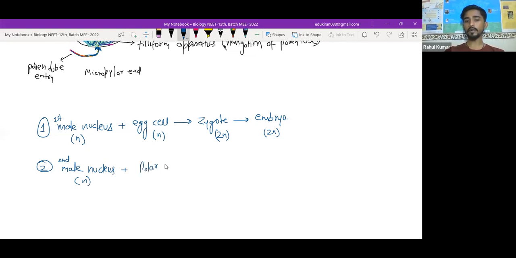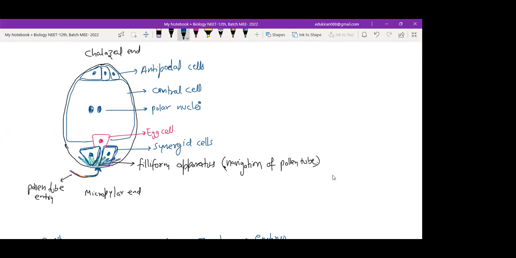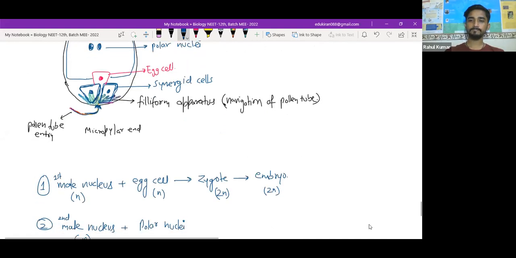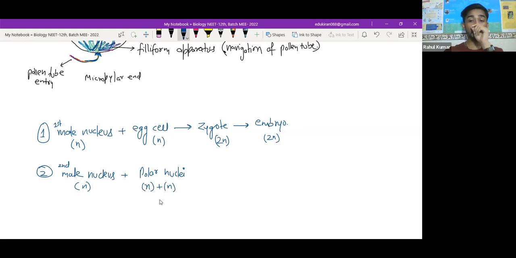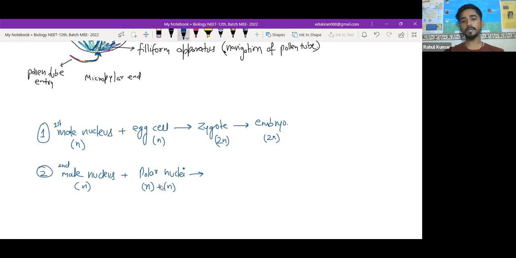How many polar nuclei are there inside the central cell? 2. Right. And what is the ploidy? Both are haploid. Yes, N plus N. We will not write it as 2N because they are not diploid. They are 2 independent nuclei and both are haploid. So I will write it N plus N. Is it clear why I'm writing it N plus N?